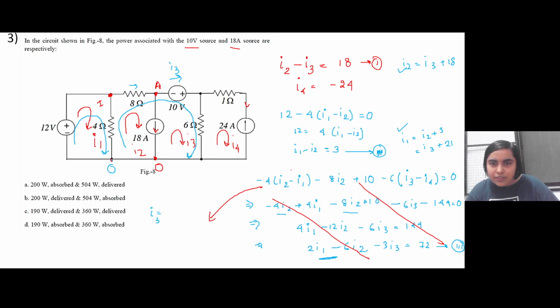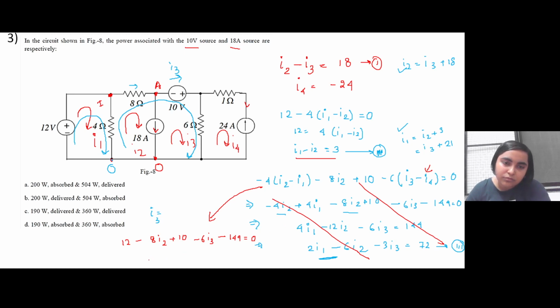So I2 minus I1. We can simply substitute from this equation 2, right? I2 minus I1 is 3. Sorry, I1 minus I2 is 3. So I2 minus I1 will be minus 3. So minus 3 into minus 4 will be 12. 12 minus 8 I2 plus 10 minus 6 I3, and this was 144, right? We have calculated by putting the value of I4 here as minus 24. We get it as 144 equal to 0.